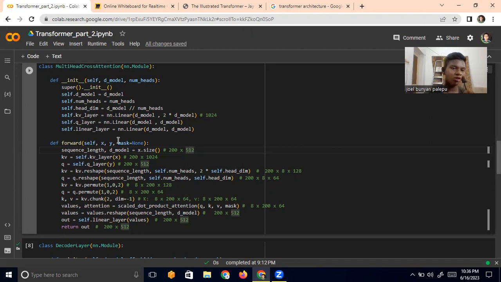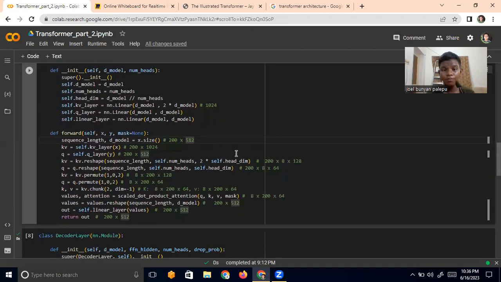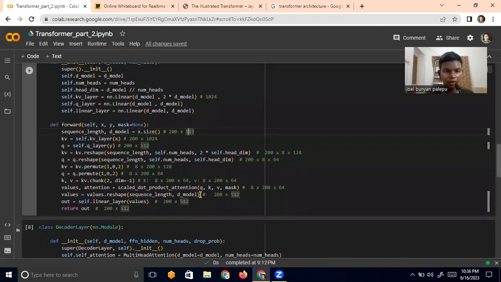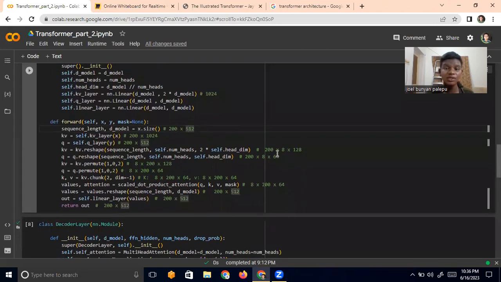I'm using this terminology of question and answer, which may not be the right terms, but I'm just using them. And then after that, we are reshaping it: 200 into 8 into 128, and we are going to expand 200 into 8 into 64. So Q is 200 into 8 into 64. KV is 200 into 8 into 128, because KV are two vectors, and then we're going to permute them, and then we're going to divide KV into K comma V, right?